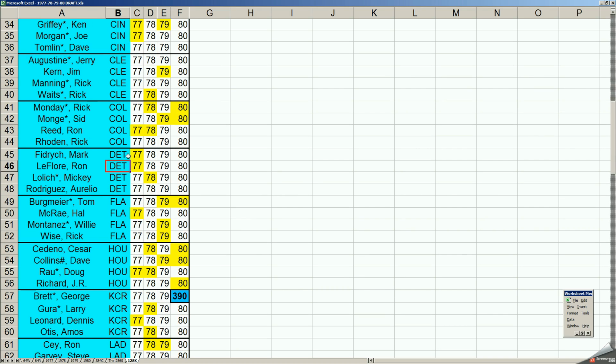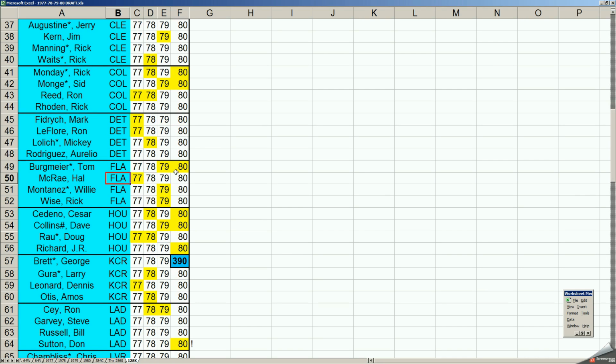With the Tigers, one more year out of Fidrych, one more really good year out of LaFleur, and Lolich. Mickey Lolich comes out of the bullpen for one good year in '78. Florida, Tom Burgmeier can give them some flexibility. You see, we have two good guys in 1979 plus Burgmeier, but we can always say, well, let's go with the '80 Burgmeier instead.